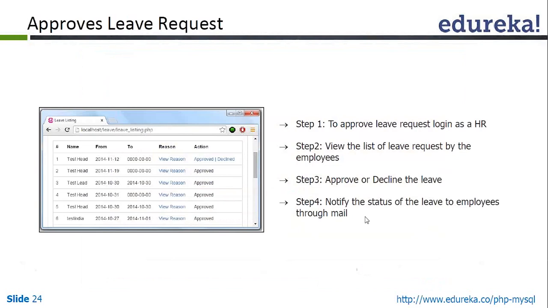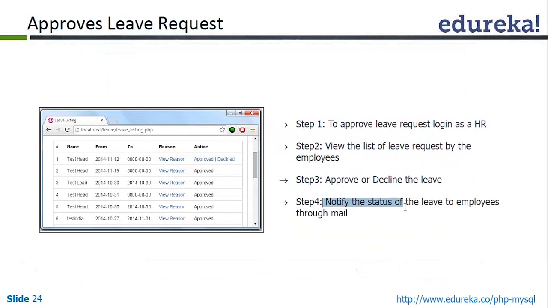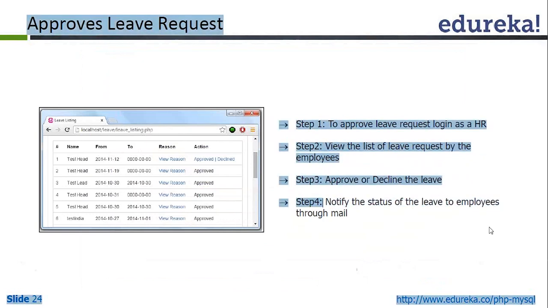This is the admin account where the admin needs to approve or decline. As we have already seen, to approve a leave request, login as HR, view the list of leave requests by employees, approve or decline the leave, and notify the status of the leave to employees through mail.